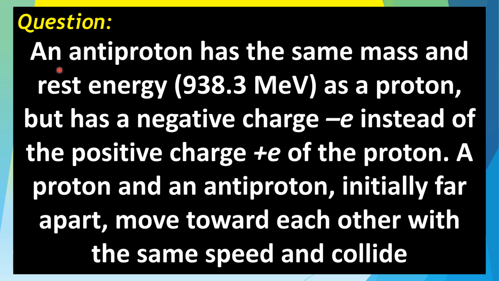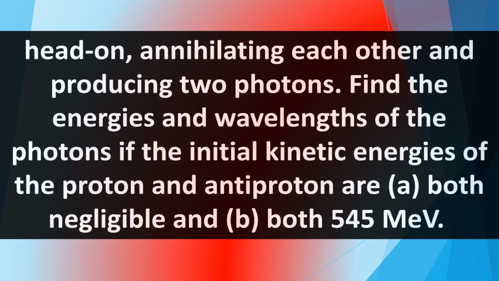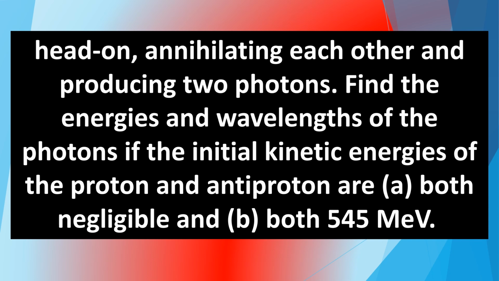The question is: an antiproton has the same mass and rest energy, equal to 938.3 million electron volts, as a proton, but has a negative charge instead of the positive charge of the proton. A proton and an antiproton, initially far apart, move toward each other with the same speed and collide head-on, annihilating each other and producing two photons. Find the energies and the wavelengths of the photons if the initial kinetic energies of the proton and antiproton are, letter A, both negligible, and letter B, both equal to 545 million electron volts.